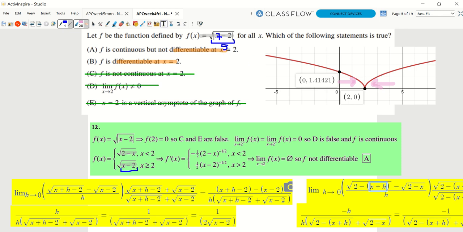Now, let's say I pick values that are less than 2, okay? Let's try 1. If I do 1 minus 2, I get -1. The absolute value of -1 is +1. So this would be the same as if I did 2 minus 1, if I switch the 1 and the 2. The absolute value of 1 is 1.